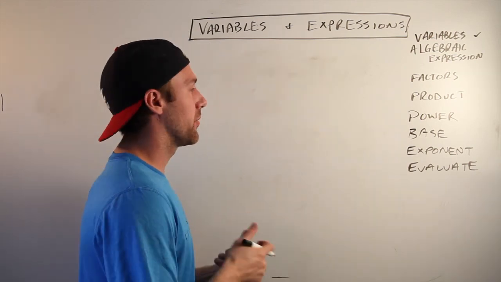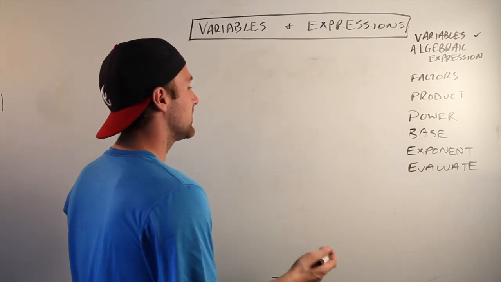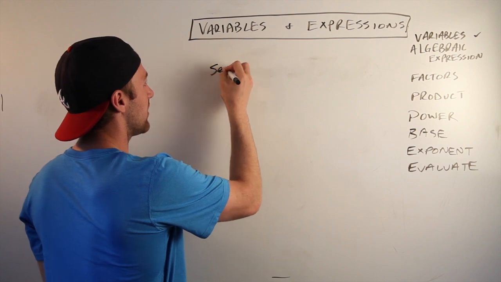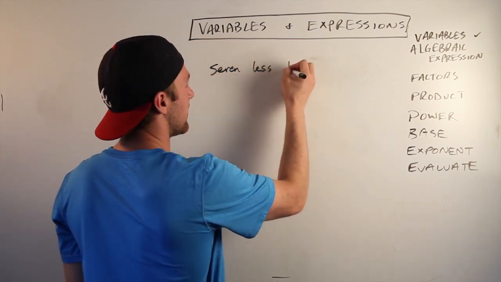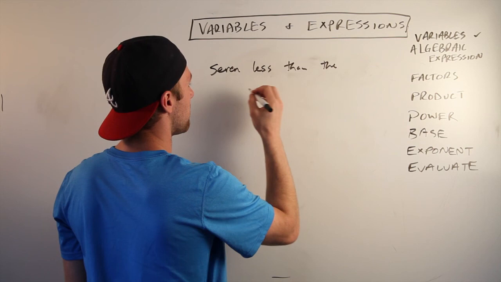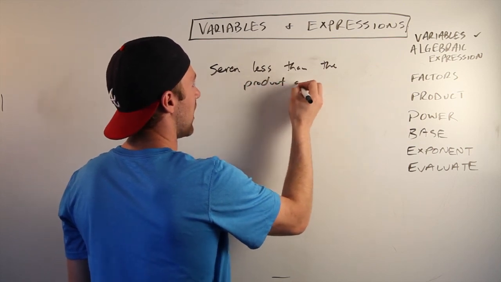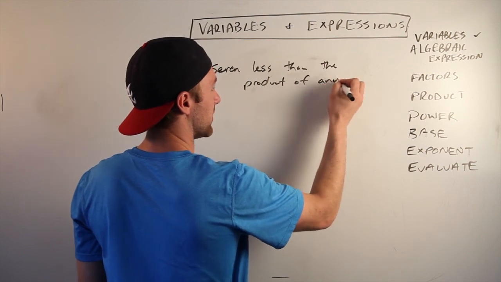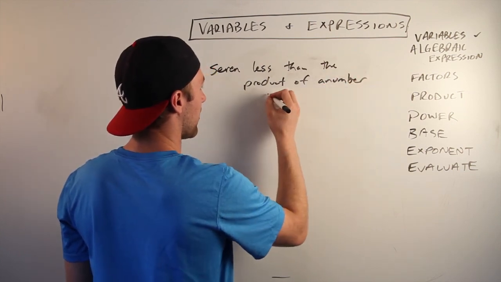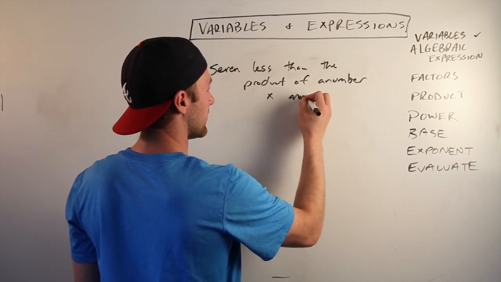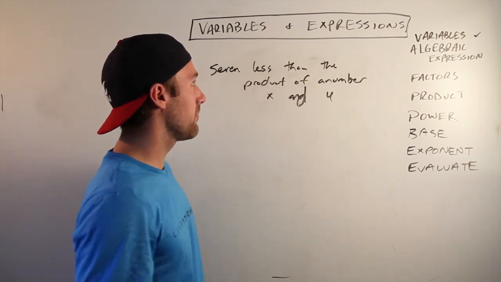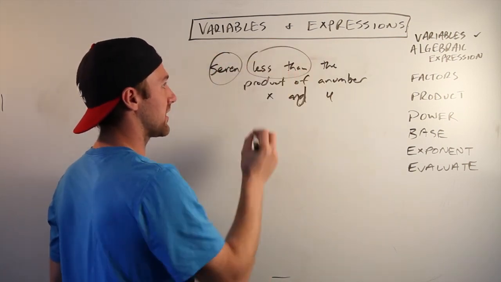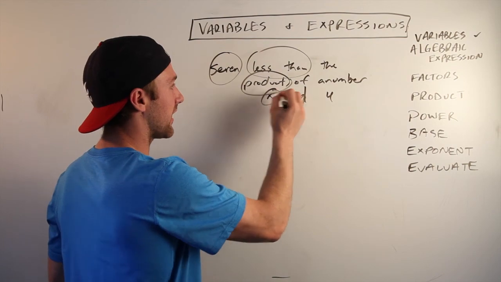Okay, so here we go. We're doing algebraic expressions. Let's say the words they give us are: 7 less than the product of a number x and 4. 7 less than is a key phrase, product is a key word, and then x and 4.